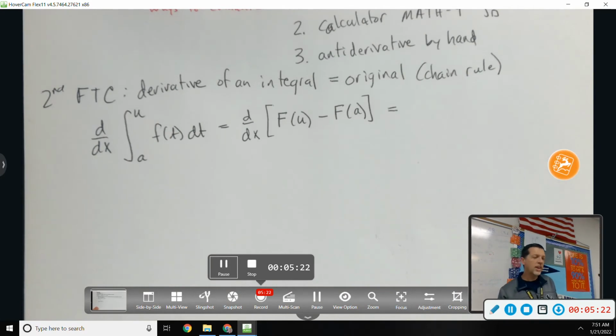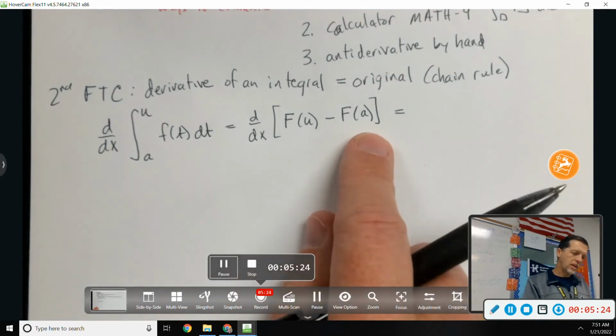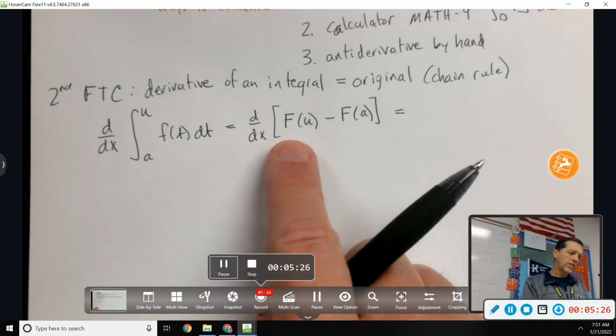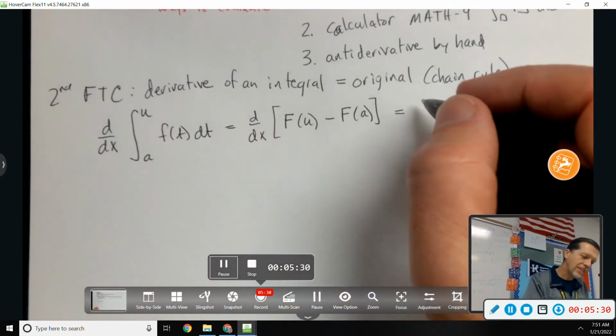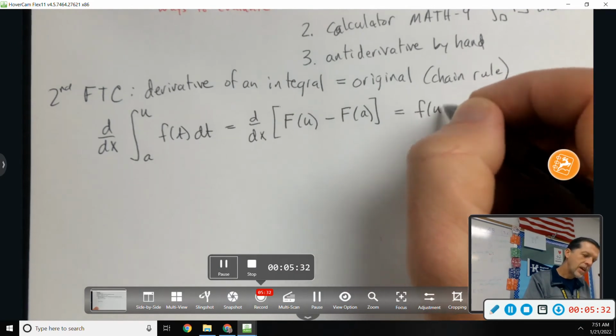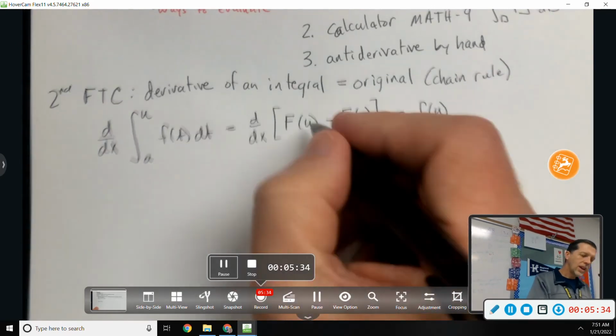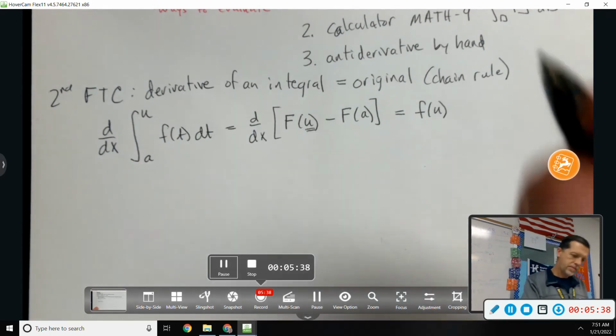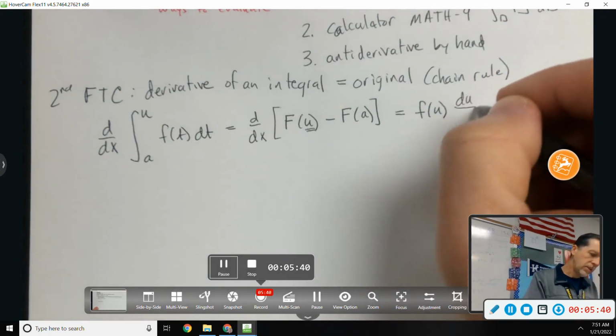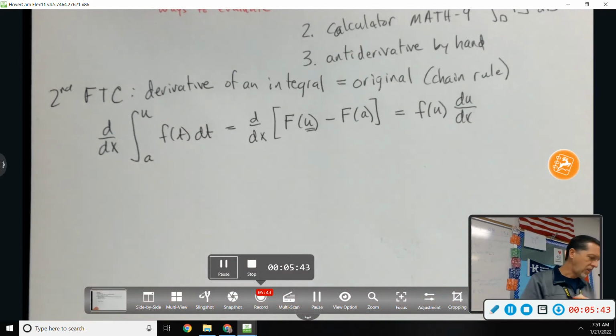Now let's take the derivative of both of those pieces. What's the derivative of capital F? Lowercase f. But here's where the chain rule comes in. We have to be careful about what's on the inside there. So du dx. That's our chain rule issue right there.